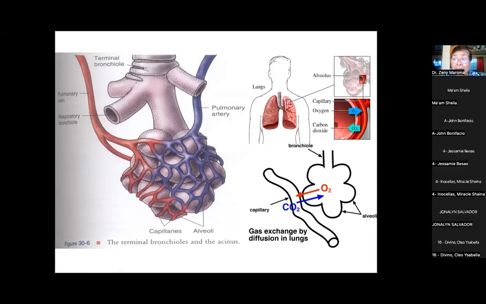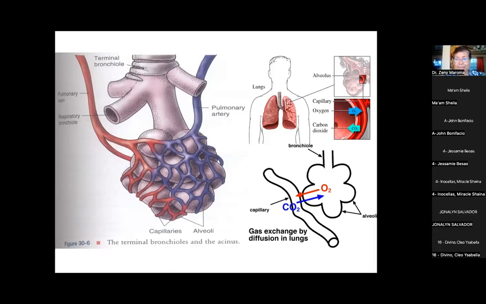So this is now the actual exchange of gases between alveoli and pulmonary capillary bed. Ito na yung gas exchange. And gas exchange which occurs between alveoli and pulmonary capillary bed is called external respiration. And the movement of gas from higher to lower pressure is called diffusion.